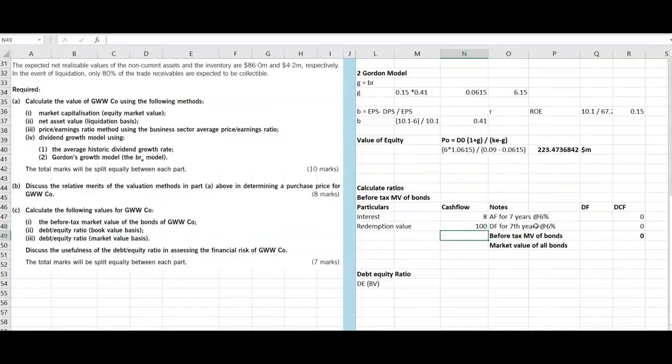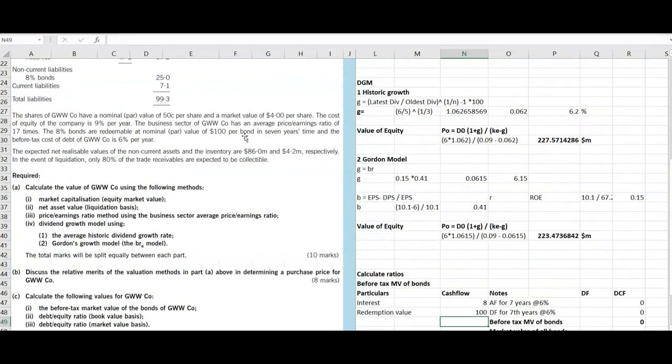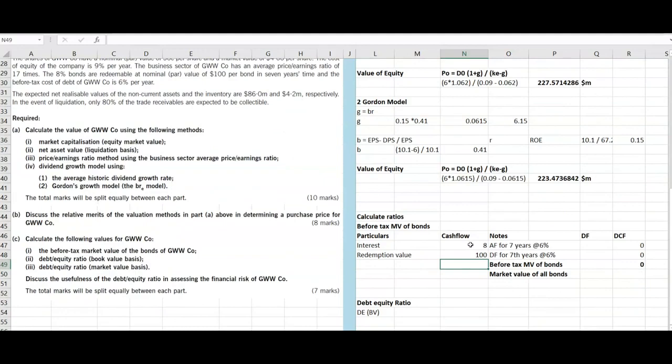We also have to find out the years and the discount factor. So it says it is redeemable in 7 years time and the before tax cost of debt is 6%. So for 7 years time and 6% we have to look. But the concept is interest we are going to receive for 7 years. So we have to look at the annuity table for 7 years 6%. And for the redemption value, it's only a single cash flow that we will receive on the 7th year at a 6% discount factor. So we have to look at the discount factors table. So this is an annuity factor table. This is a discount factor table. So these are the numbers.